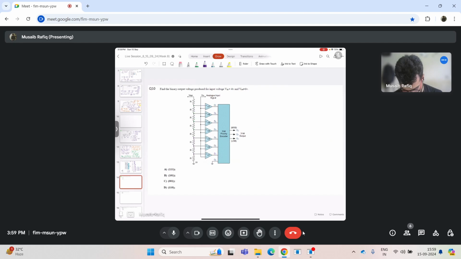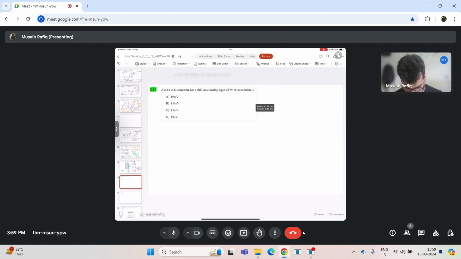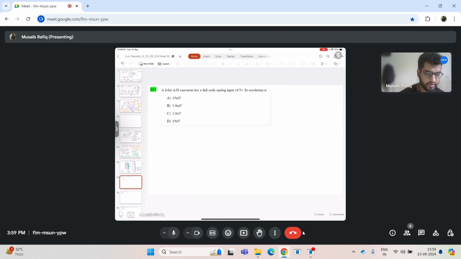Now I have this question, so try to solve it first and then I'll show the solution. It states that an 8-bit analog to digital converter has a full-scale analog input of 5 volts. You need to find out its resolution.